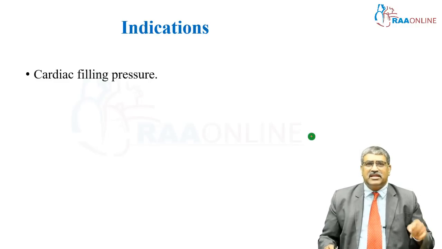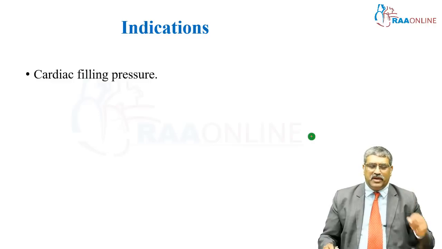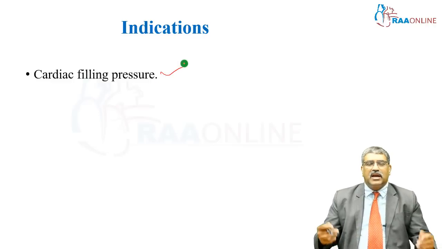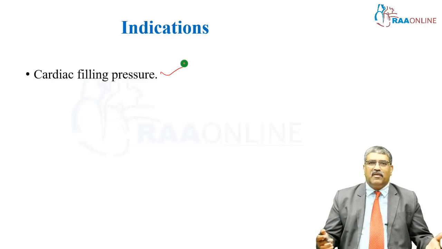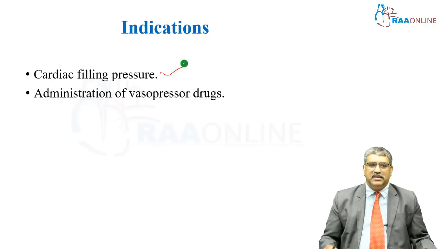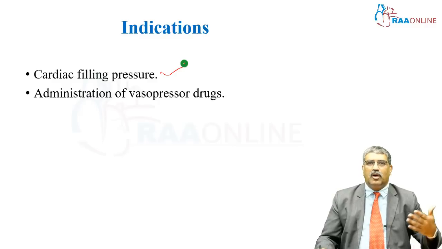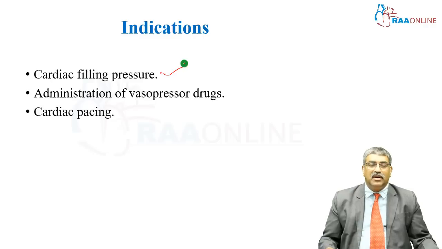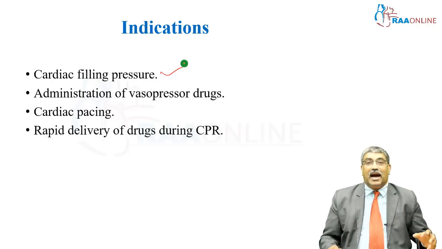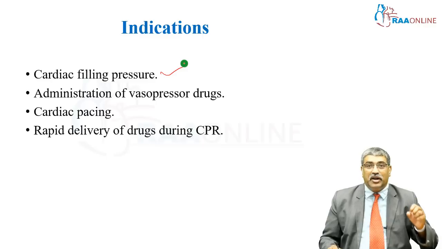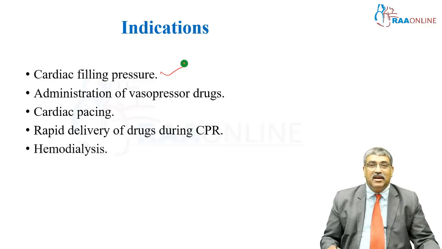What are the indications to monitor the central venous pressure? First, you want to know the cardiac filling pressure in certain cardiac conditions like valvular disease or ischemic heart disease. Administration of vasopressor drugs when your pressures are low, or the patient is in sepsis or has some other reason for low cardiac output. Cardiac pacing. You put a sheath in the central line through which the pacemaker wire goes in. Rapid delivery of drugs during cardiopulmonary resuscitation.